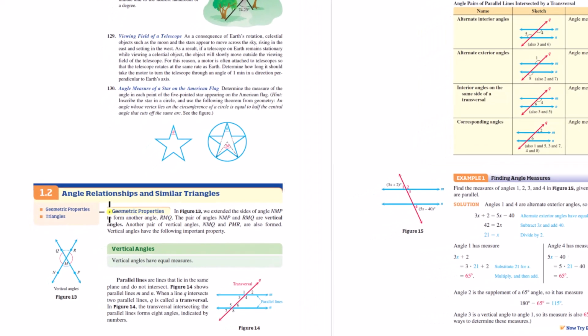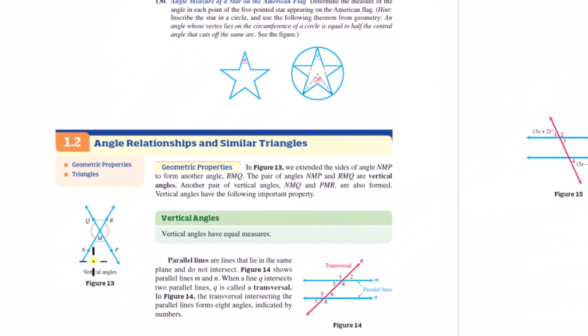But okay, in figure 13 here, we extended the sides of angle NMP to form another angle RMQ. So angle NMP, they had this as an angle, but then they extended the sides. So now you've got these two lines, not line segments or rays, these two lines that cross each other. And what happens is you have this angle NMP and QMR are what are called vertical angles. And vertical angles are equal.